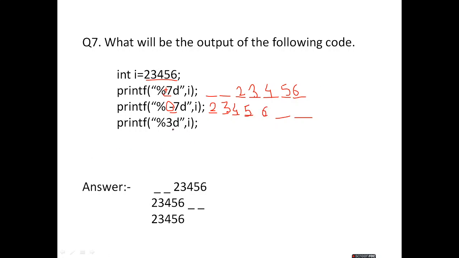Now here it is 3. 3 indicates that only 3 spaces are to be preserved on the output screen, but our number is of 5 characters: 1, 2, 3, 4, 5. So automatically it will increase the space like 2, 3, 4, 5 and then 6. So our output is this one, with these spaces. And here it will automatically increase the space.